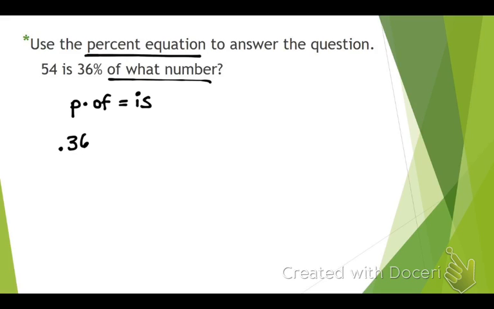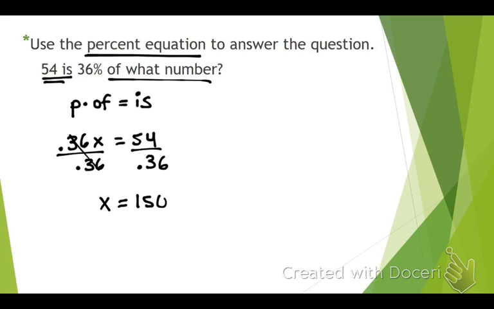Of. It says of what number? I don't know what that is. Okay? 54 is, so is 54. Your goal is to get x by itself. You divide by 0.36. When you put that into your calculator, what do you get? 150. Okay? So, the answer is 150. Any questions?